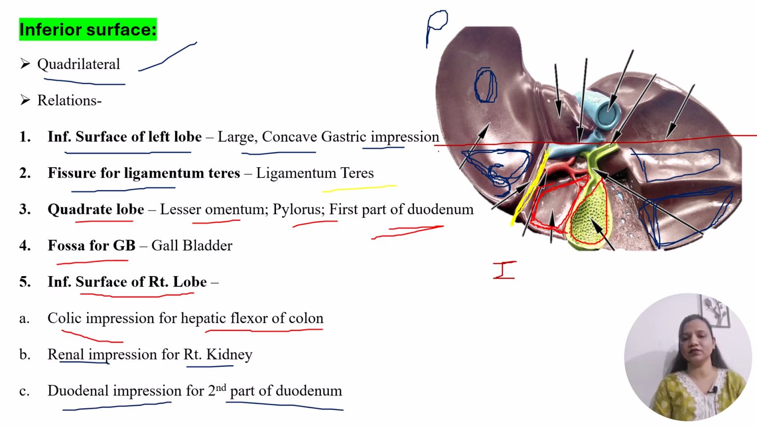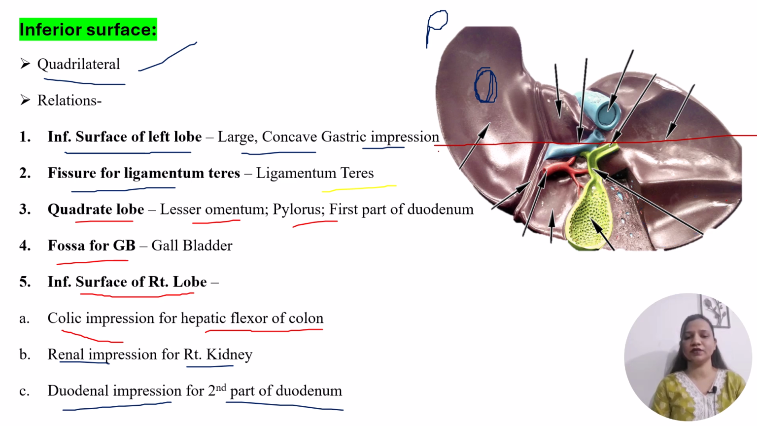So here is the duodenal impression, which is related with the second part of the duodenum. So these are the relations related with the inferior surface of the liver. What are the structures present on the inferior surface?